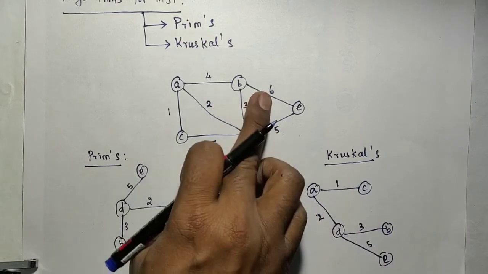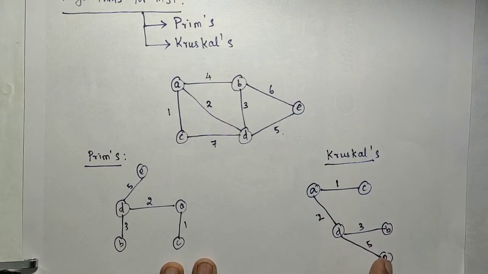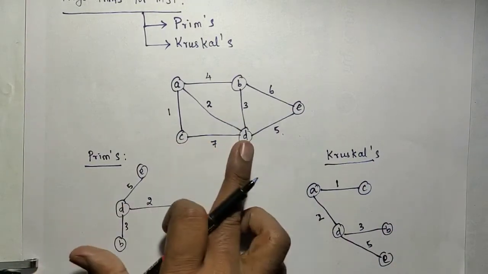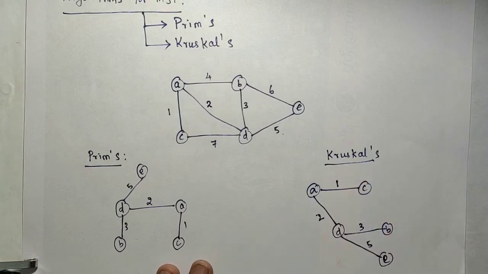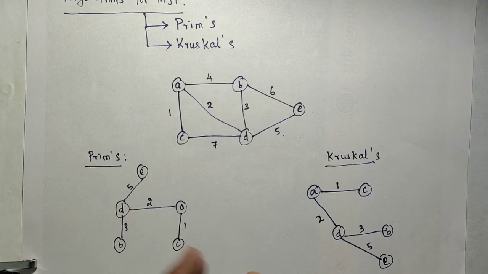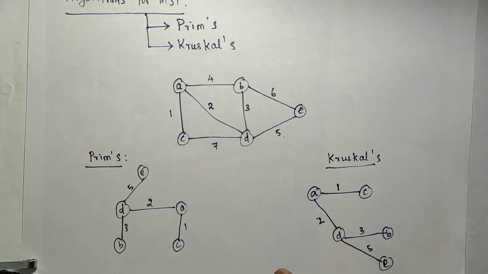The next is 6, B E. It will form a cycle. Next 7, C D. It will form a cycle. You can ignore it. So like that, the Kruskal algorithm generates the minimum spanning tree.